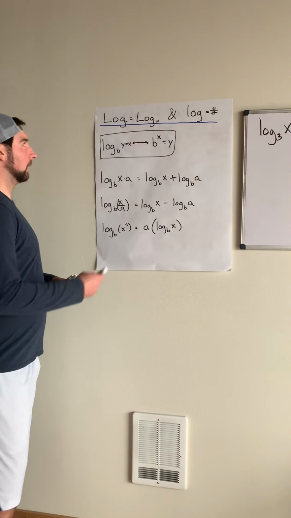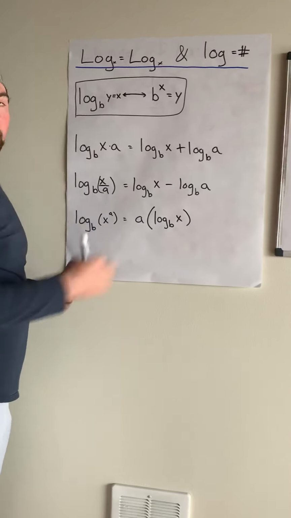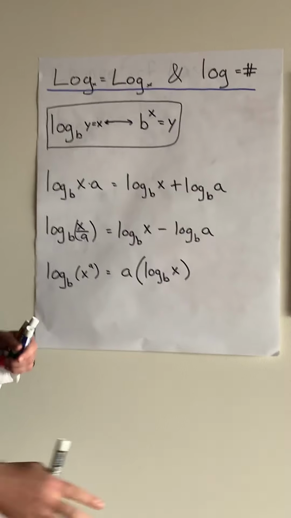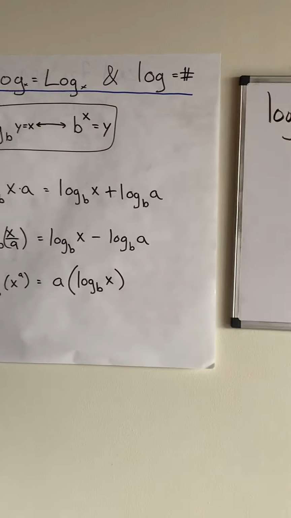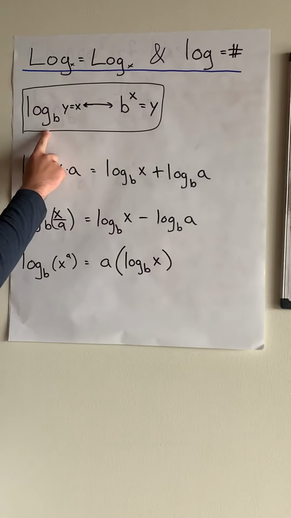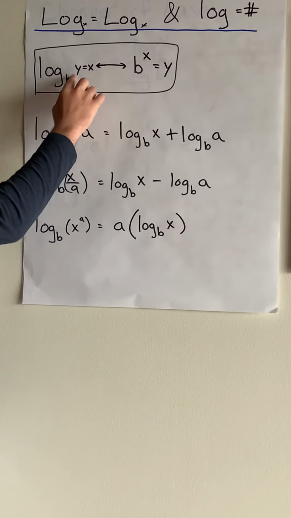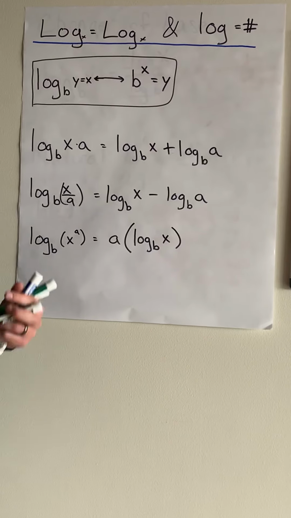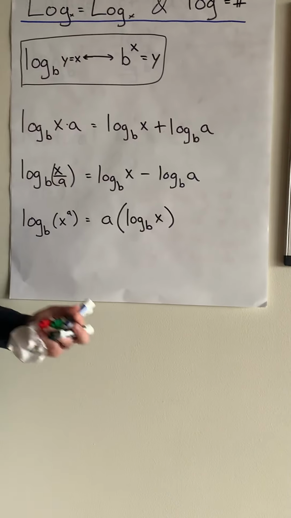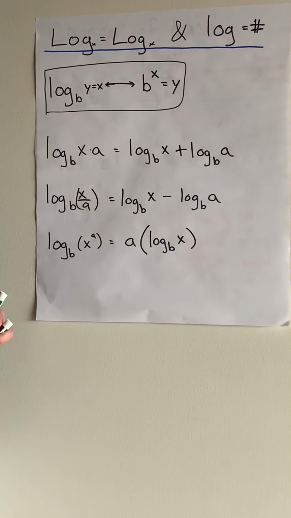Anyways, let's talk about solving when log base x equals log base x. So when a log equals a log and when a log equals a number, okay? So just a reminder, we do have our change of base: log base b of y equals x becomes b to the x equals y. That's just our change of base. This is why we use logs, because they're inverses of exponents. We talk about that all the time, okay?